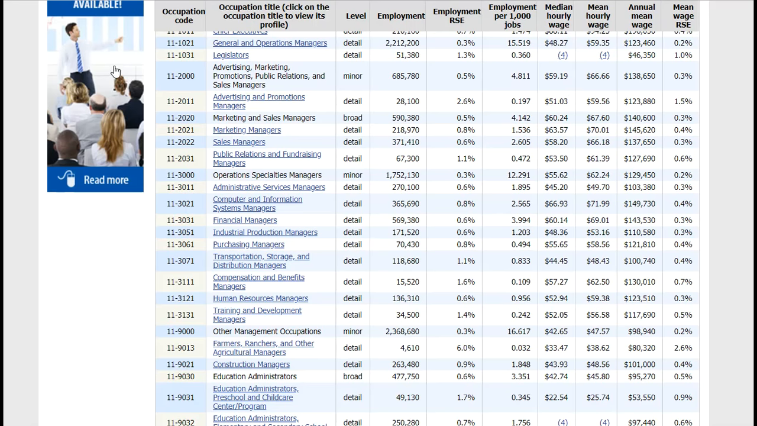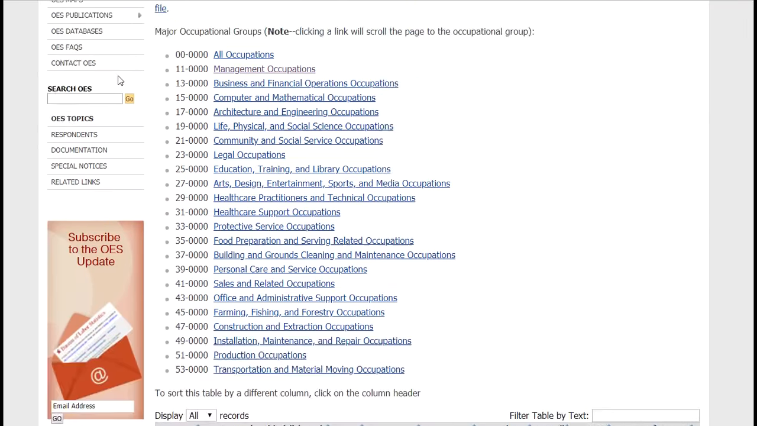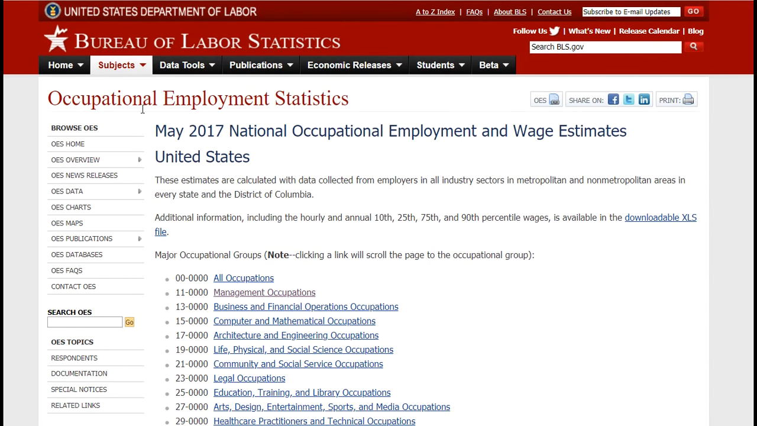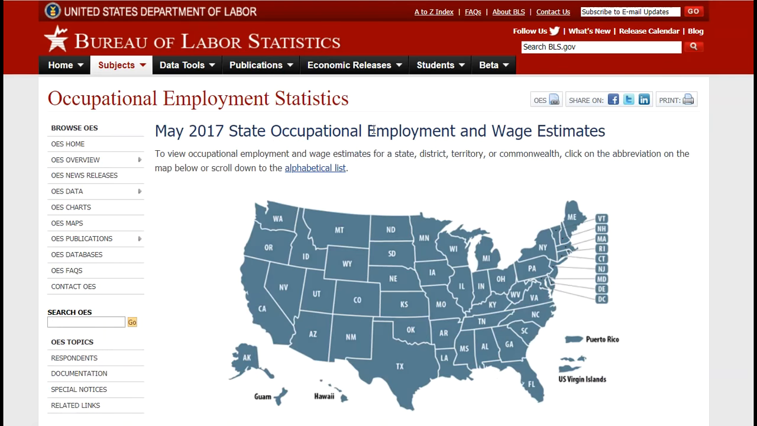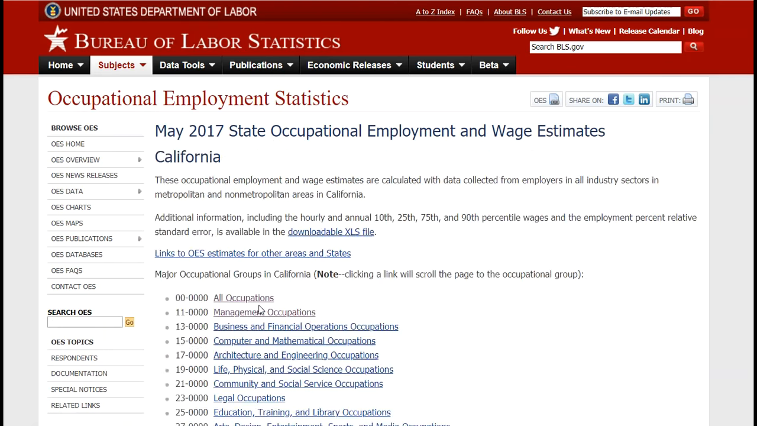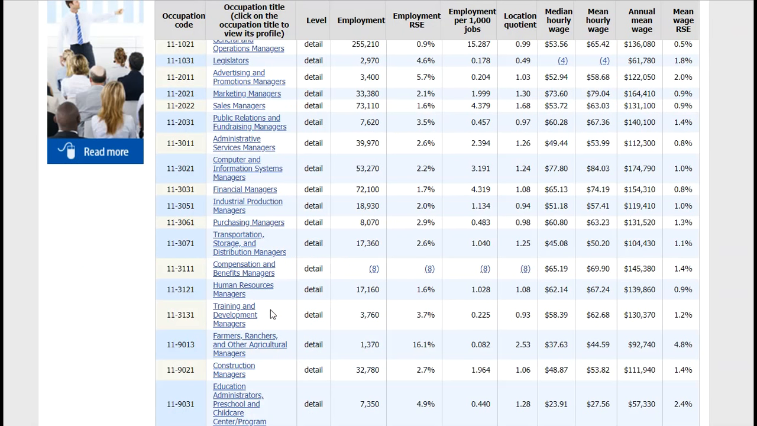So this is the national data, but we also want to find some more specifics. So we want to look at a specific state. So we can just click back here for a second and go, of course, down to this wage data by state. So let's click on that one. We can pick our state. Let's look at California, see if it's different out there. And again, we could look at all occupations. We could look at management occupations. Again, it's one listing, so you could just do a search.